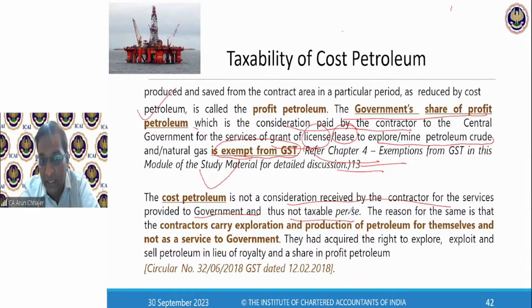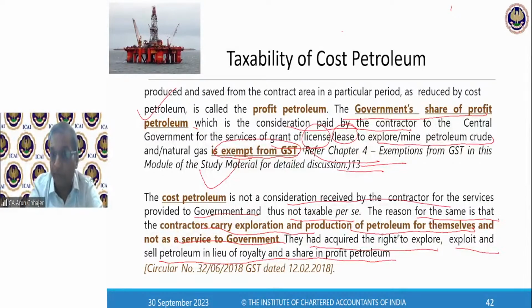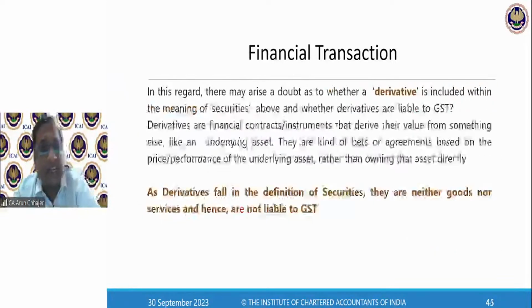So therefore we can say that profit petroleum is exempted in GST, and cost petroleum is not treated as a consideration and therefore it is not chargeable to GST. The reason is that the contractor carries out the exploration and production of petroleum for themselves and not as a service to the government. They have acquired the right to explore, exploit and sell petroleum in lieu of the royalty and share of the profit petroleum. So that was one doubt which has been clarified.